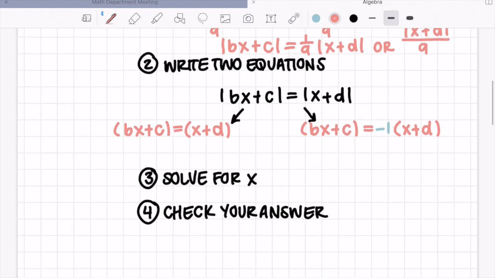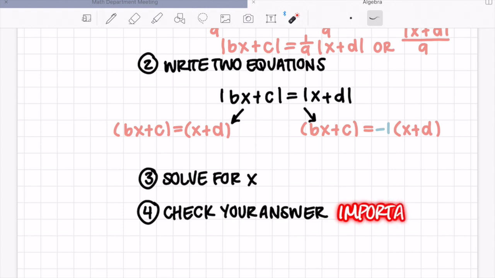Now once I finish creating my two equations, the next step is to solve for x. And so after I solve for x, the last step is to check your answer. Now this is really important. You do not want to miss this step because of the fact that you may get two answers, but one of them may not be true. And so I'll give you an example down below of an answer where you do receive two answers, but one of them is not a true statement.